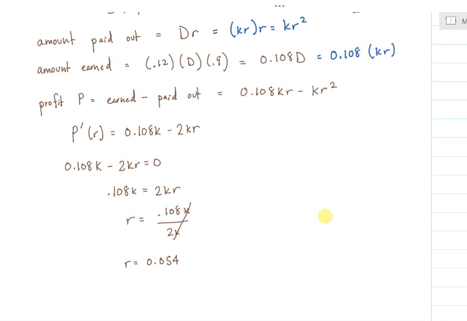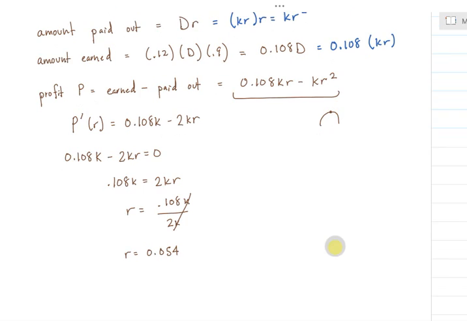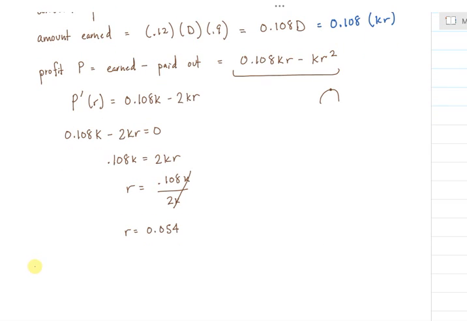Now we look back at the profit function. It has a minus R squared, so it's a parabola pointing downwards. So this is in fact a maximum. So let's write our sentence. To maximize profit, the bank should offer 5.4% interest.